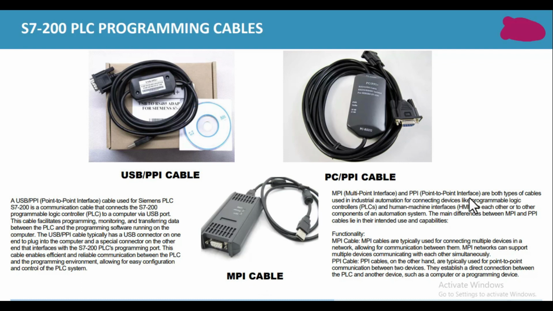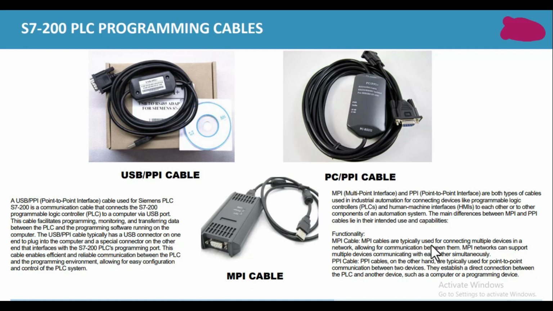Both MPI and PPI are types of cables used in industrial automation for connecting devices like PLCs and HMIs to each other or to other components of an automation system. The main difference between the MPI and the PPI cables lies in their intended use and capabilities. This cable is used for the point-to-point interface. This also connects the PLC with the PC, or the PC with the programming device. This is the MPI cable.